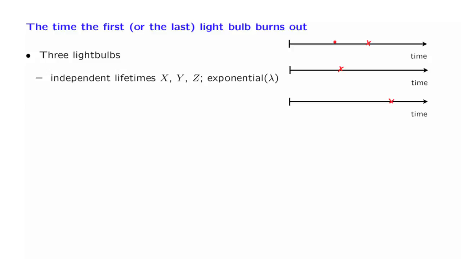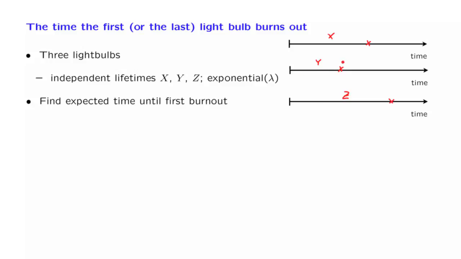We make the following assumptions. The lifetimes of the three light bulbs, which we denote by X, Y, and Z, will be independent random variables, each of which is an exponential random variable with parameter lambda. We're interested in calculating the expected time until a light bulb burns out for the first time. So in this picture, the light bulb that burned out first is this second light bulb, and this quantity is the time until the first burnout.